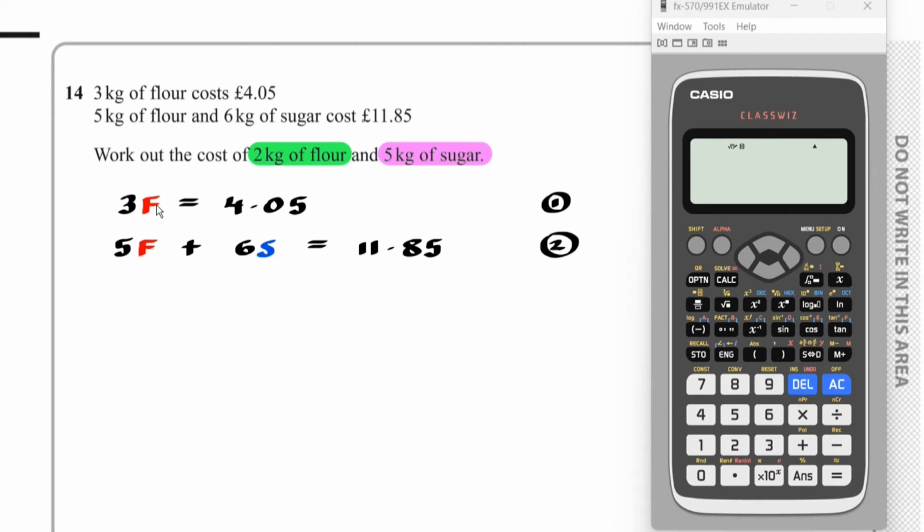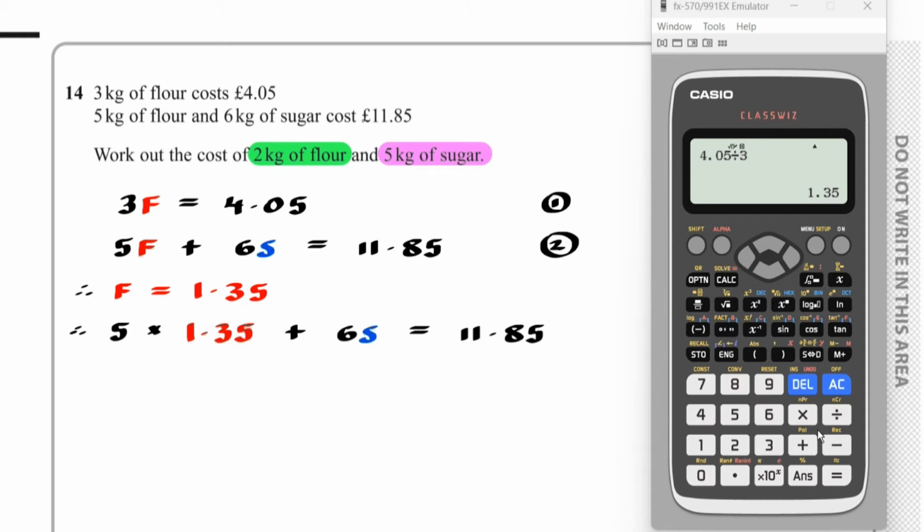So, to find out what F is, I need to do 4.05 divided by 3, which is 1.35. So F is 1.35, and we can use this to find out what S is. So using equation 2, we have 5 multiplied by 1.35 plus 6s equals 11.85. 5 multiplied by 1.35, that's 6.75. So we have 6.75 plus 6s equals 11.85.